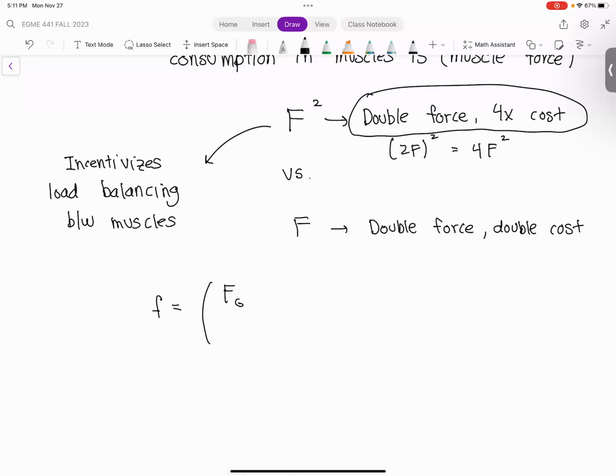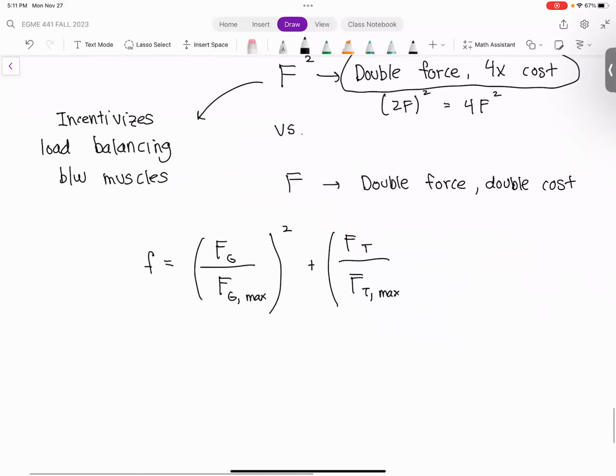All these are going to be squared, but to ensure that each term is normalized, we're going to divide each term by its maximum. So we're going to have FG divided by FG max, quantity squared, plus FT divided by FT max, quantity squared, plus Fs divided by Fs max, quantity squared.